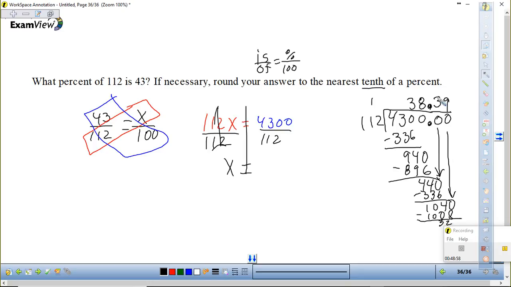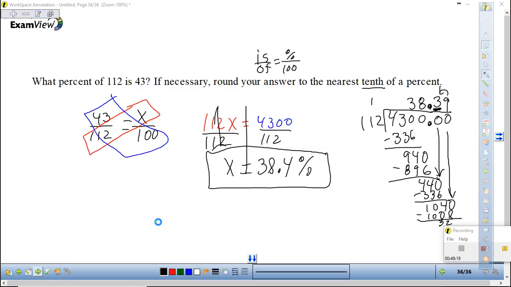I'll stop right there because they want it to the nearest what? Tenth. So that becomes a what? 4. So this is 38.4%. We good? And the last, do we need another one of these? No. And the last one, number 20.